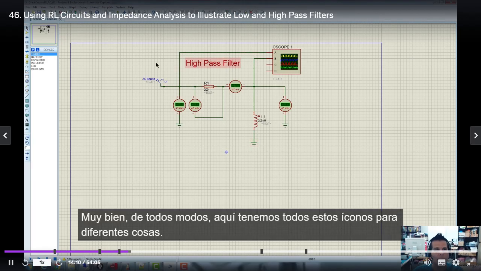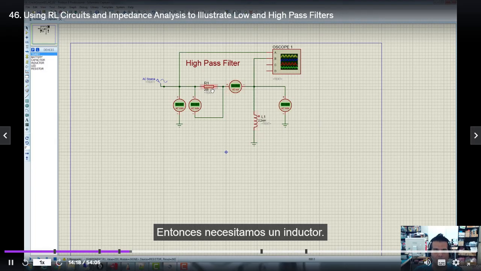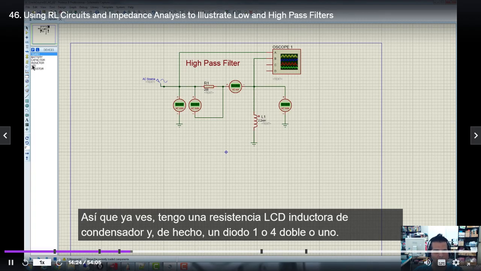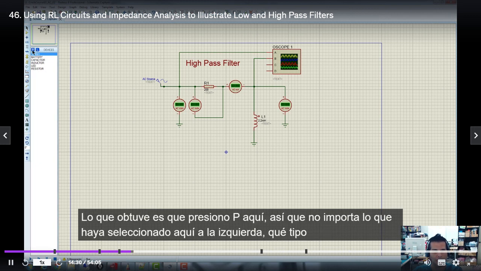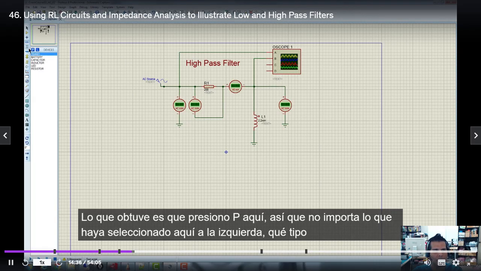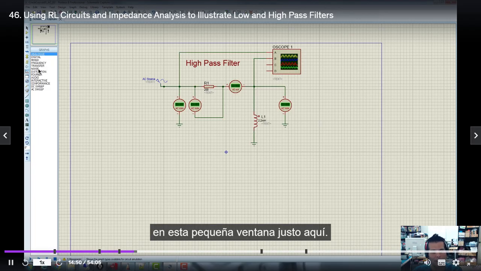All right, so anyway, we've got all these icons over here for different things. The first thing you need to do if you want to build a circuit is get the components. So we need an inductor, a resistor, and a capacitor, as in the previous circuit. You see here I've got capacitor, inductor, LED, resistor, and actually a 1N4001 diode. How I got those is I press P here. Whatever tool you have selected over here on the left, if there are sub-selections, they'll pop up in this little window right here.